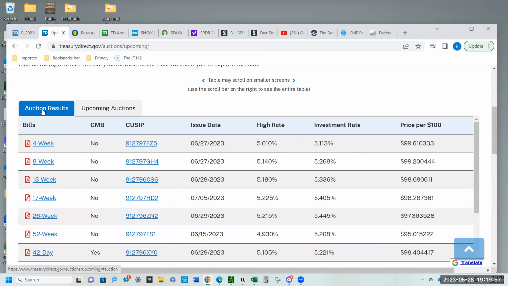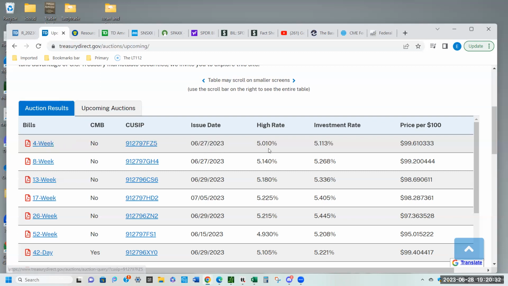Okay, I want to show you also what happened. These are auction results from the past. So this is last week's auction. As you can see, it issued on the 27th, which was Tuesday, yesterday, because the auction takes place on Thursday and the bill settles on Tuesday. So this shows that this T-bill is issued on this date. I apologize. It starts, and that's the date you start earning.